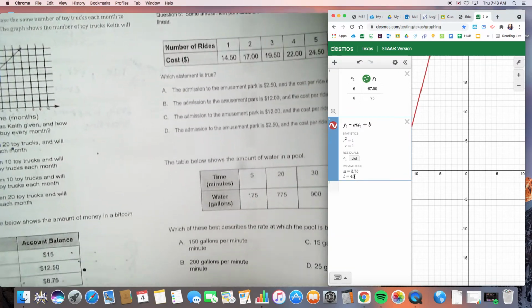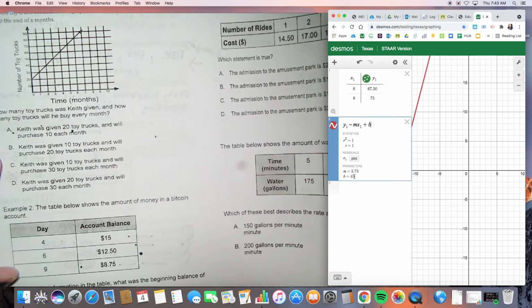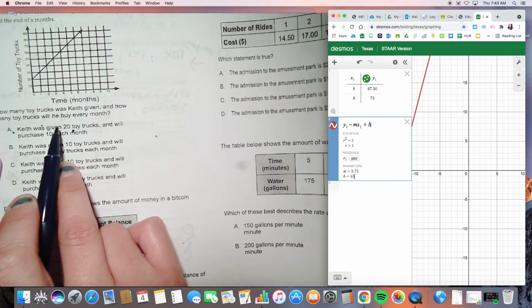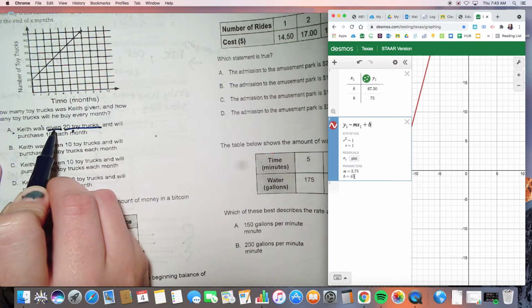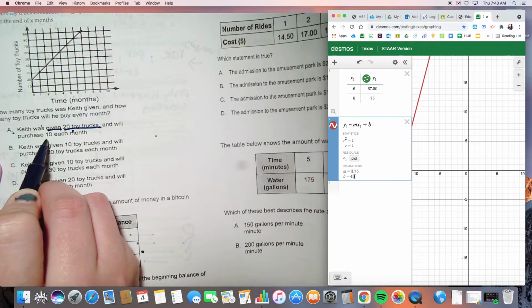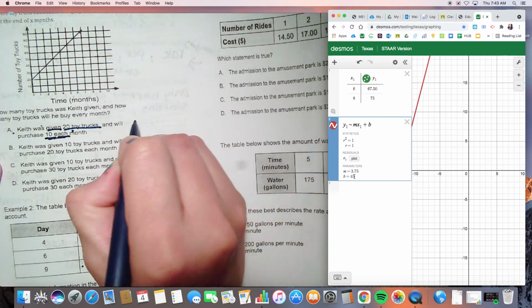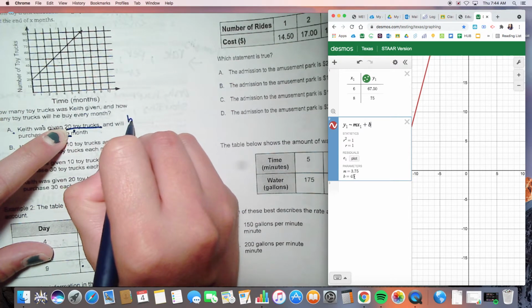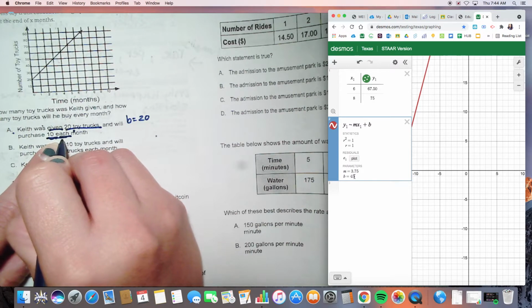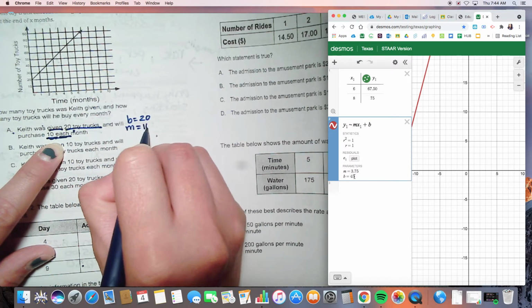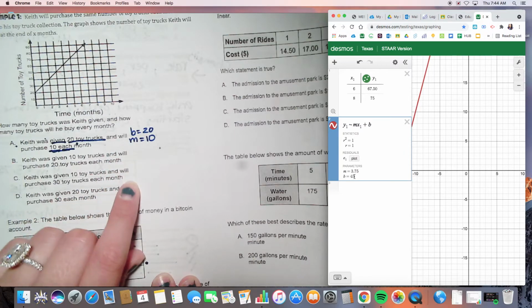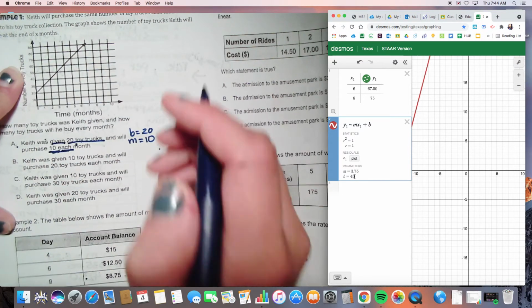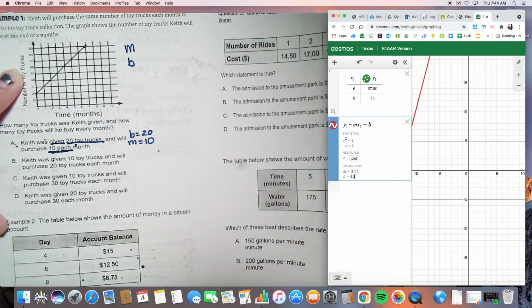On your next ones, you're going to see some answer choices that give you 2 numbers. That means M and B are included in each one. So for example, this one says Keith was given 20 toys, given, that's how much he had at first, and will purchase 10 each month. So this one is saying because we started with 20 toys, B equals 20, and then 10 is your slope, so M equals 10. You're going to go and do that for each example, and then write this down for each answer choice. Then you'll go to the graph and find out what your M and what your B is. Okay? By finding your 2 points and then putting them into Desmos.